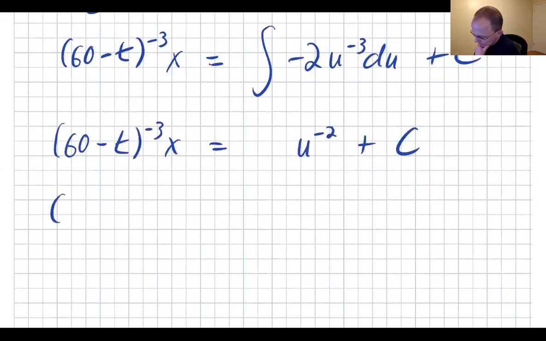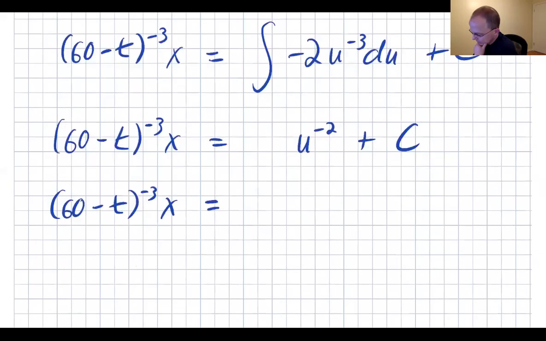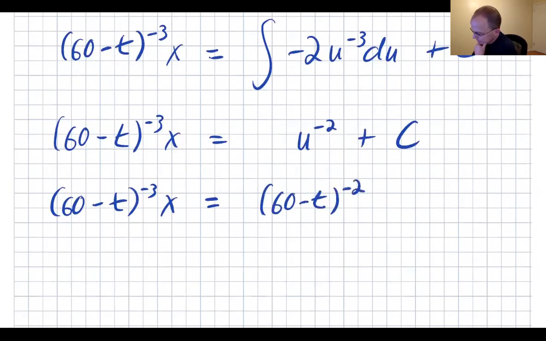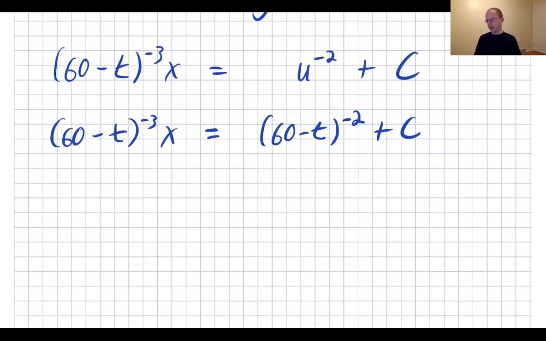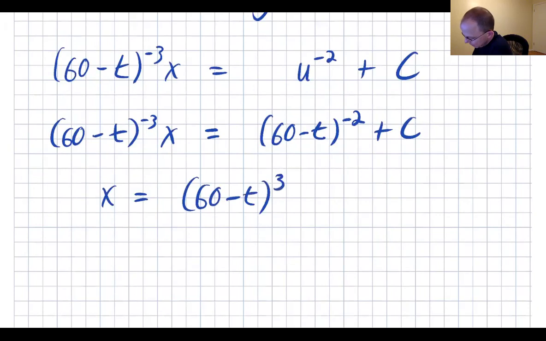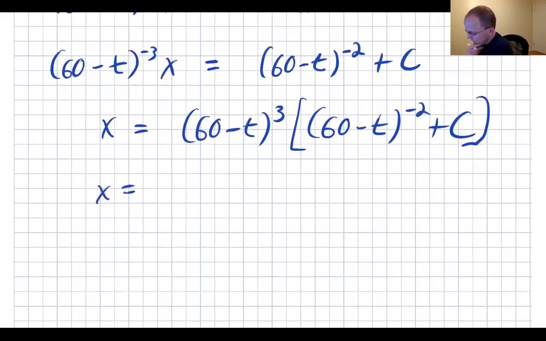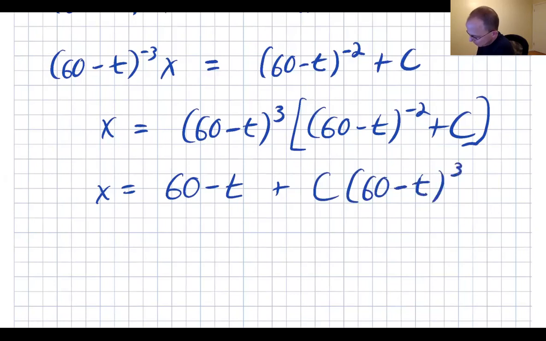So that's it. So now we get 60 minus t to the negative 3 times x is equal to, and then plug that u sub thing back in. So that's 60 minus t to the negative 2 plus c. And now we're almost done. We almost have our x of t. We just multiply both sides by 60 minus t to the power 3. And that will give us x is equal to 60 minus t to the 3 times the 60 minus t to the negative 2 plus c. And x will then be, 3 minus 2 is going to be 1, so we'll get 60 minus t. And then we'll also have plus c times 60 minus t cubed. All right, that is our general solution right there.